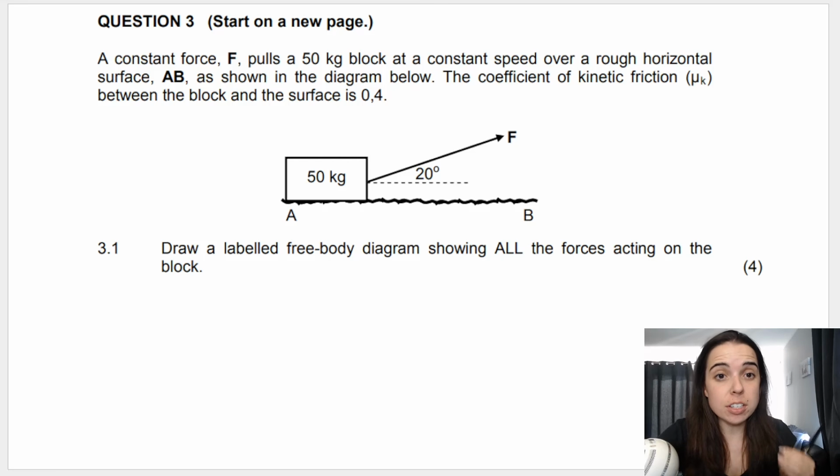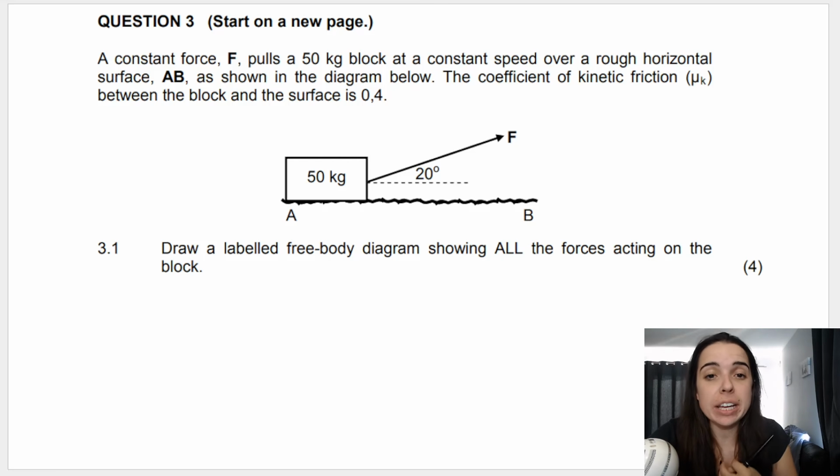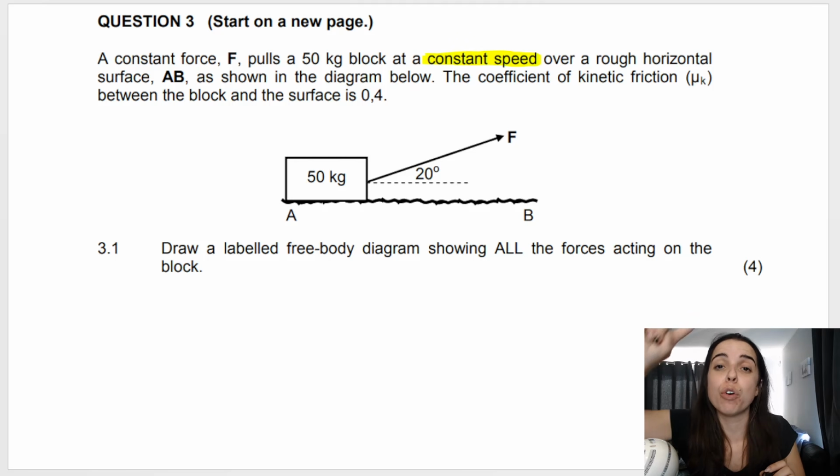So we've got a constant force F, that's an applied force, and it is pulling a 50 kilogram block at a constant speed over a rough horizontal surface AB. Now immediately, as soon as you see the phrase constant speed, constant velocity, uniform speed, or uniform velocity, you know you're dealing with a Newton's first law question, not second law.